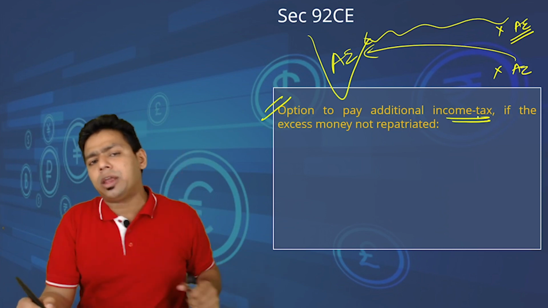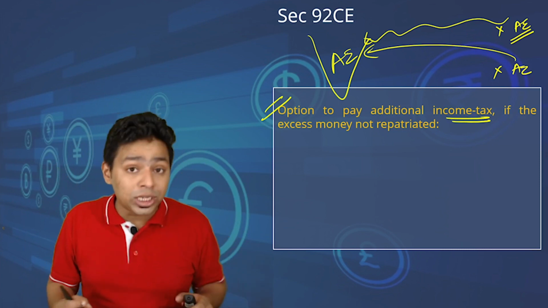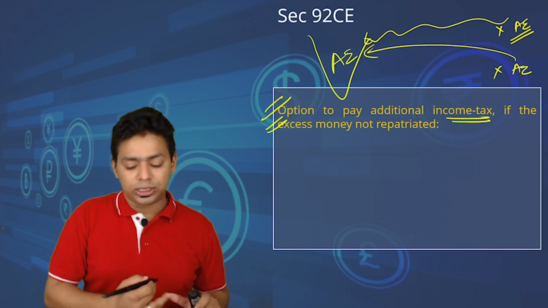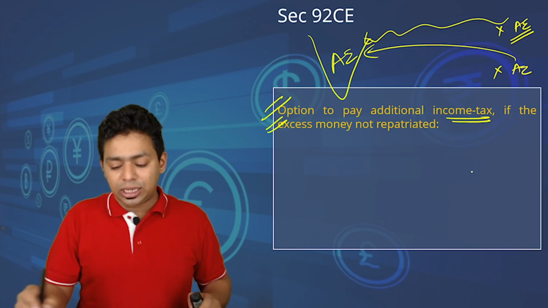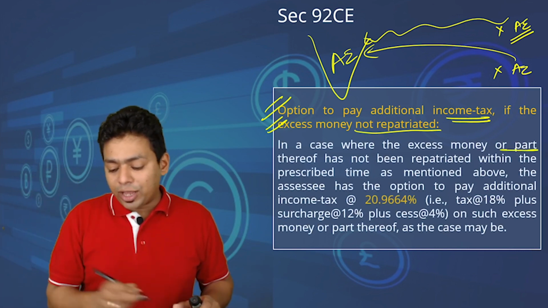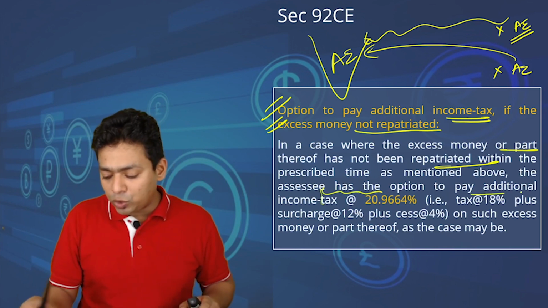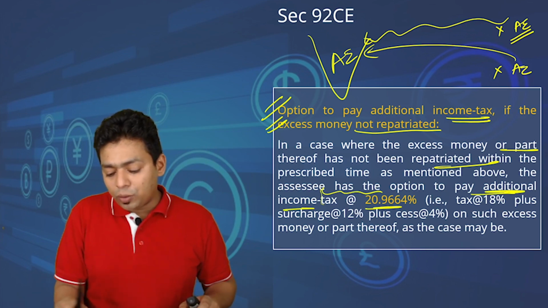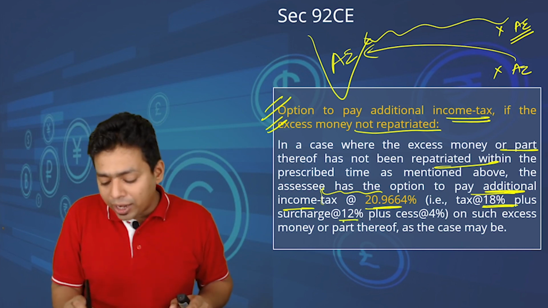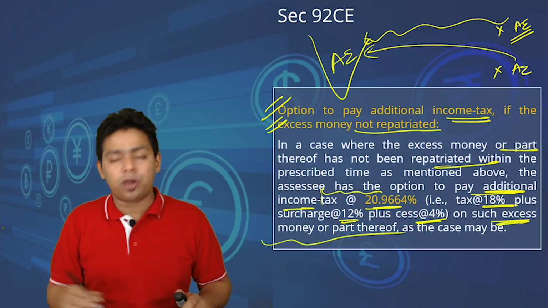Okay, if you don't want to bring this particular money to India, because government as a whole, we are going to lose money, and country as a whole, we are losing the resources, you have to pay additional amount of tax. Okay, this is the penalty tax kind of, you can say. Option to pay additional income tax if the excess money is not repatriated. In a case where excess money or part thereof has not been repatriated within the prescribed time as mentioned above, the assessee has the option to pay additional income tax at the rate of 20.9664%, but this you cannot buy heart. So tax rate is 18% plus by default surcharge of 12% plus by default cess of 4% on such excess money or part thereof.